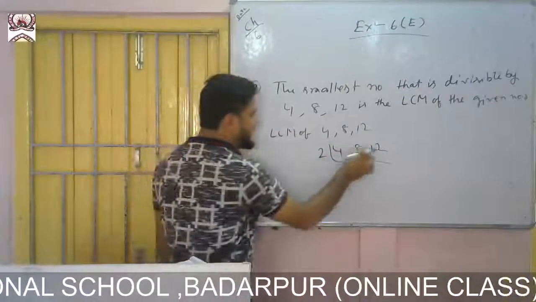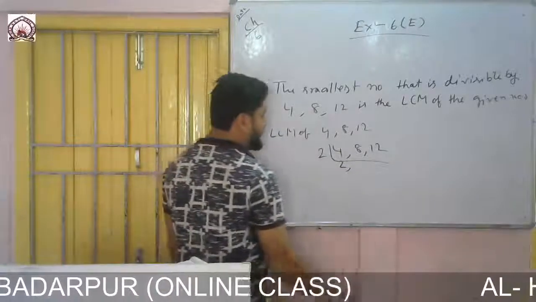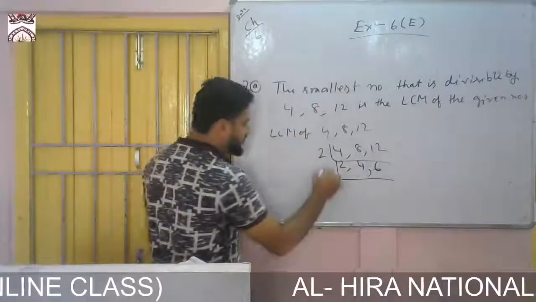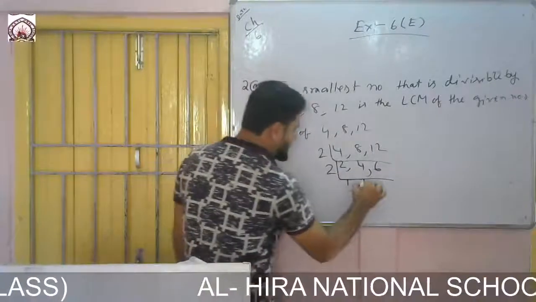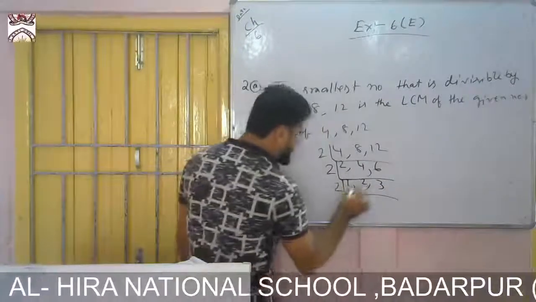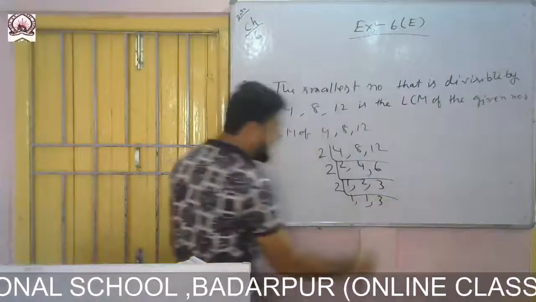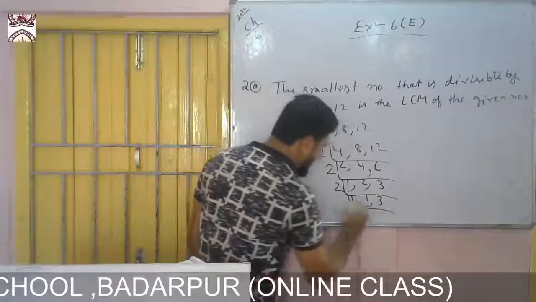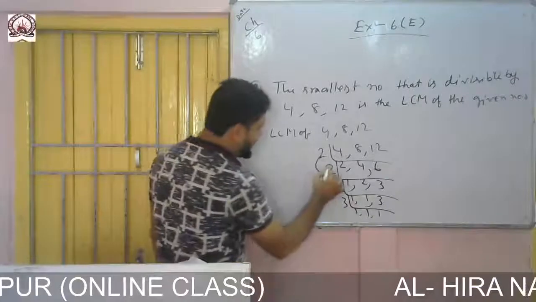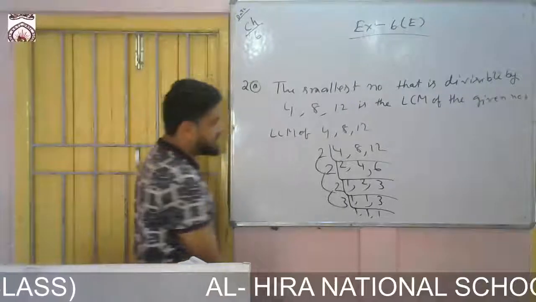You see 4, 8, 12 can all be divided by 2. So we took 2. 2 2s are 4, 4 2s are 8, 6 2s are 12. Now again with 2: 2 1s are 2, 2 2s are 4, 2 3s are 6. Again with 2, so 1 we keep, 2 1s are 2, and 3 we keep because we cannot divide 3. Now you go for 3. So we got the LCM: 2 2s are 4, 4 2s are 8, 3 8s are 24.